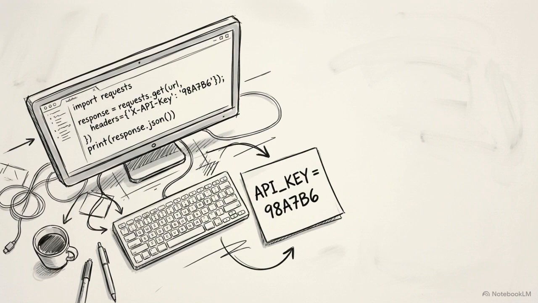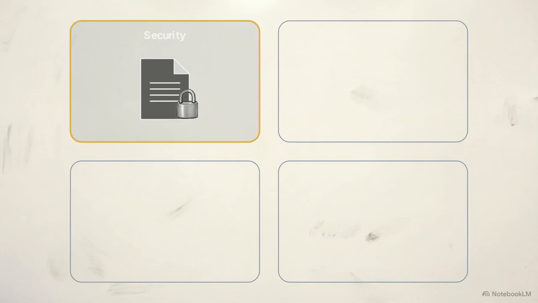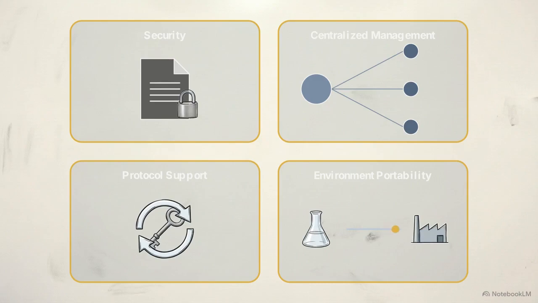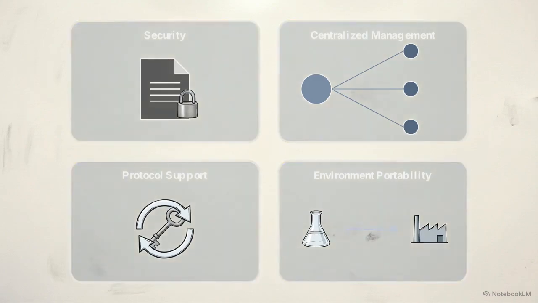However, that risk does not stem from the API itself. It stems entirely from how developers choose to manage their secrets. This matrix details 4 named credential advantages. Security. Secrets are completely eliminated from the codebase. Centralized management. Endpoint updates require 0 code deployments. Protocol support. The platform natively automates complex authentication like OAuth. Environment portability. Code moves seamlessly to production using identical syntax.